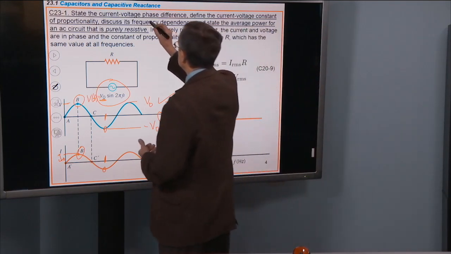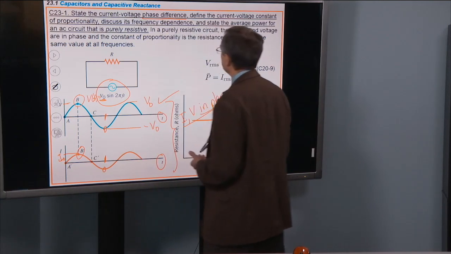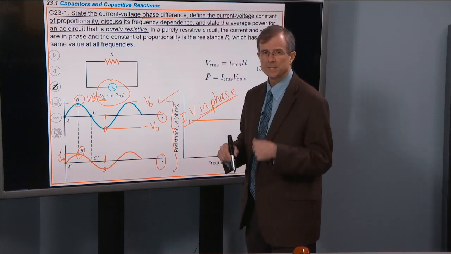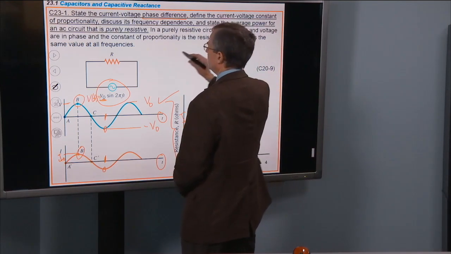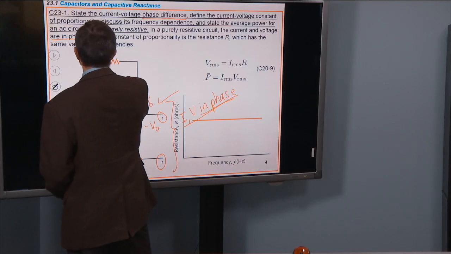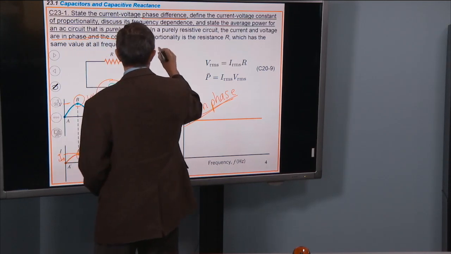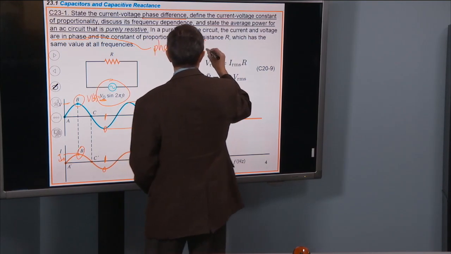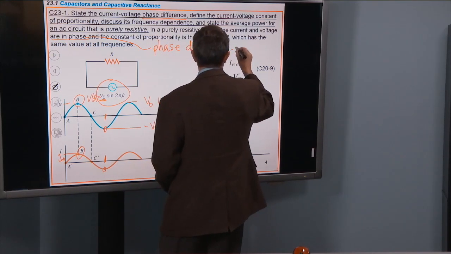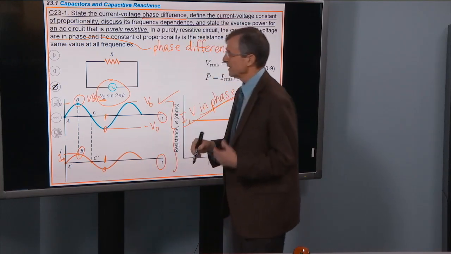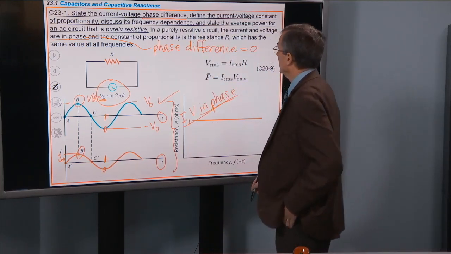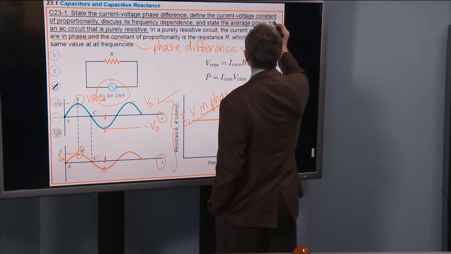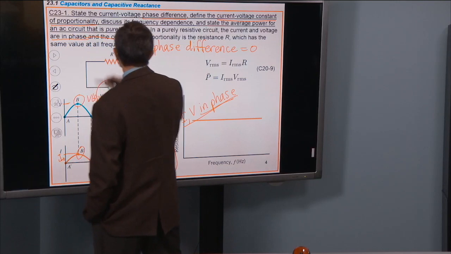First of all, what's the phase difference? Well, they're in phase, so the phase difference is 0. The current and voltage are in phase. So the phase difference is 0. That's the language that we use. All right, define the current voltage constant of proportionality. Let's do that part next.